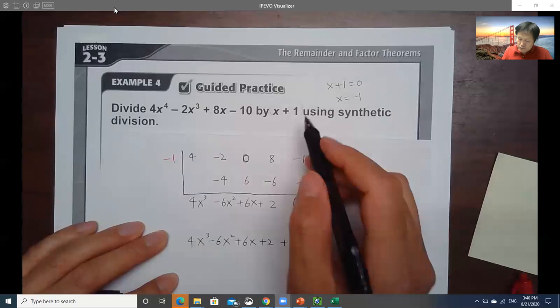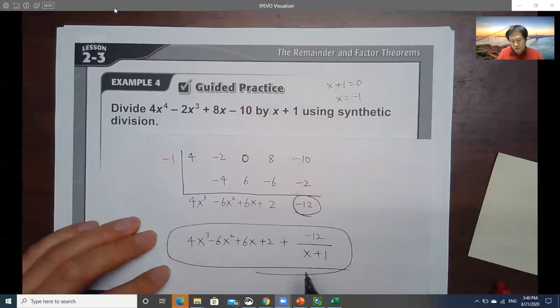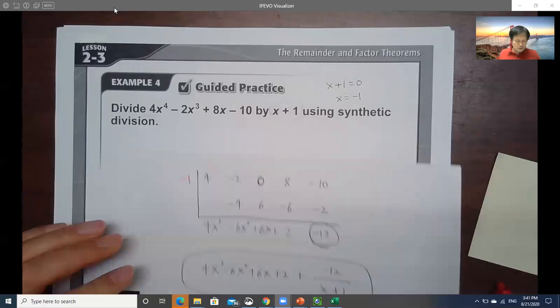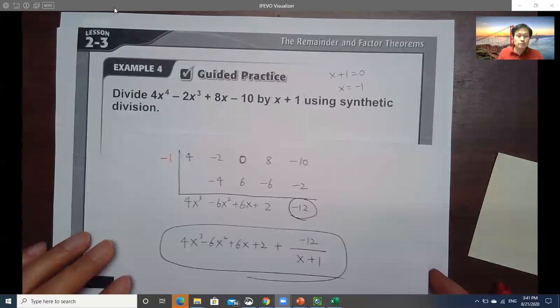Divisor is x plus 1. This is how you write the answer. Of course, you can put the minus in front of the fraction. So that's the answer.